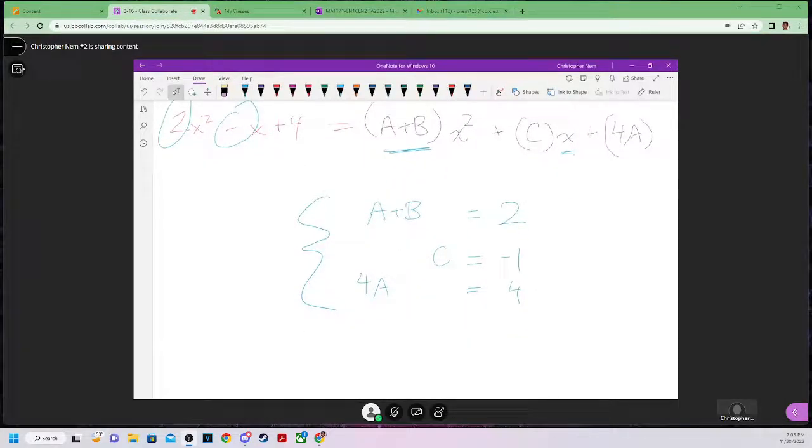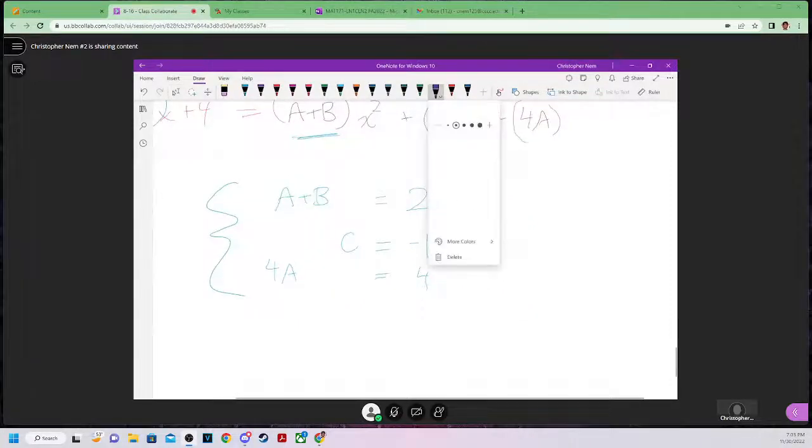Now, you can put it in your calculator as well with the Gaussian, with the matrix. If you want to put in a matrix, there are 3 variables. The matrix is 1, 1, 0, 2; 0, 0, 1, -1; and 4, 0, 0, 4. You can put that in your calculator if you would like to.